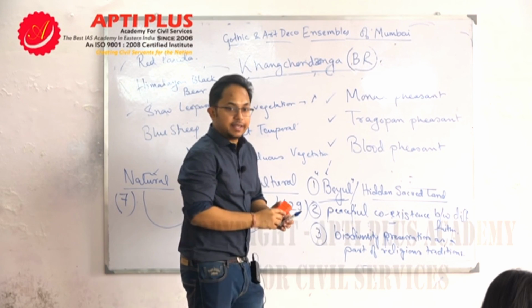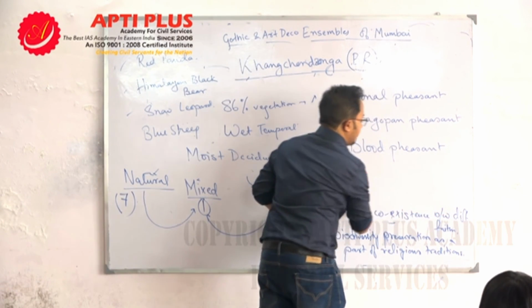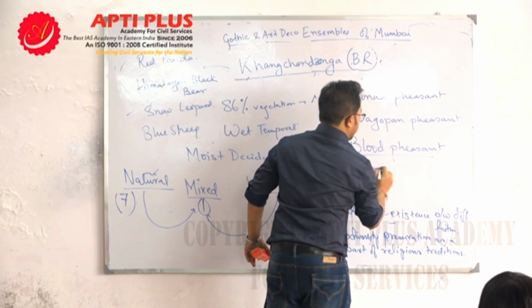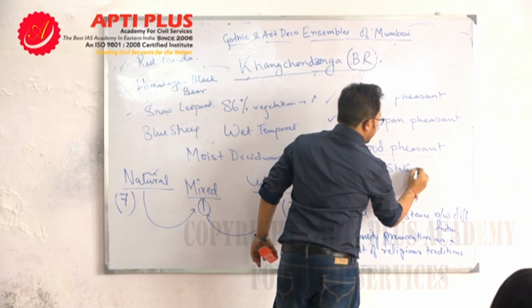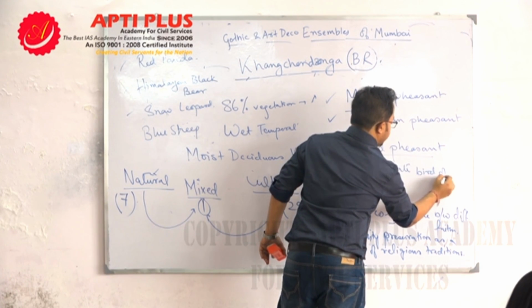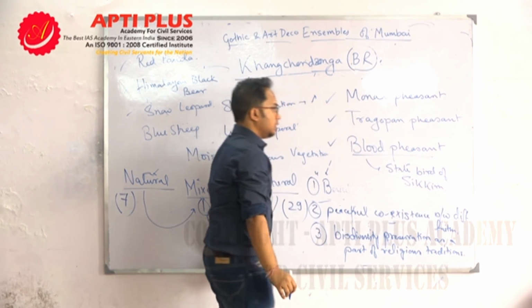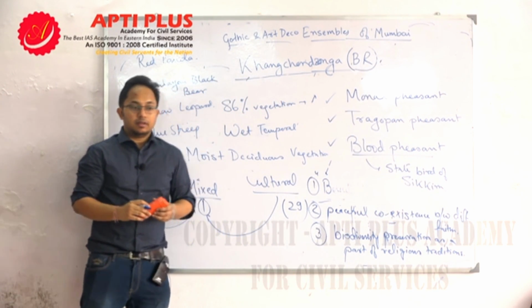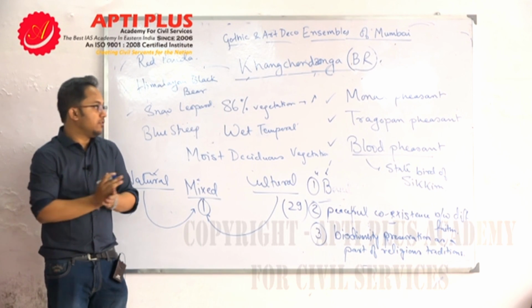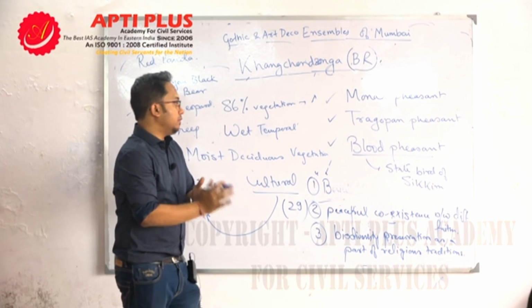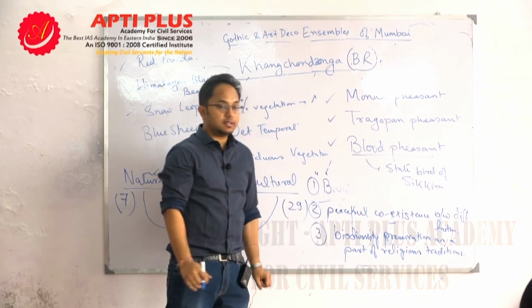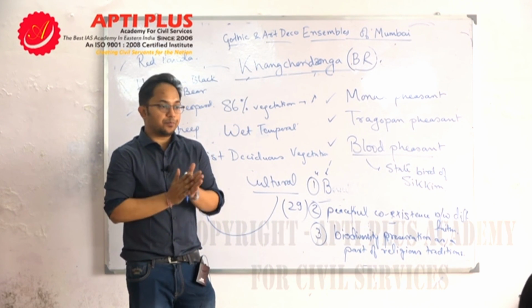And this blood pheasant is the state bird of Sikkim. Okay, so you'll have monal pheasant, tragopan pheasant, blood pheasant. This is the state bird of Sikkim.